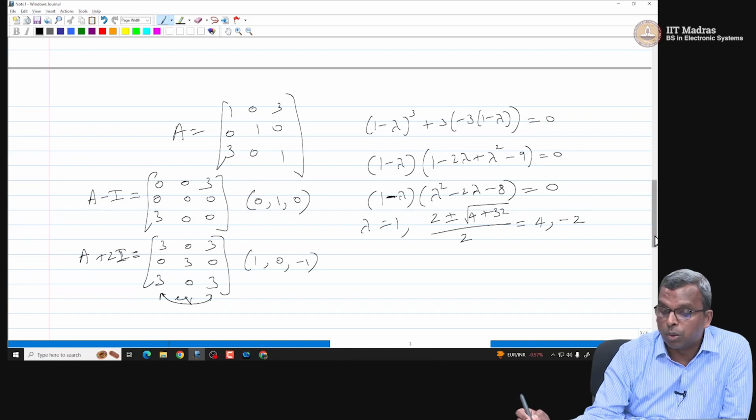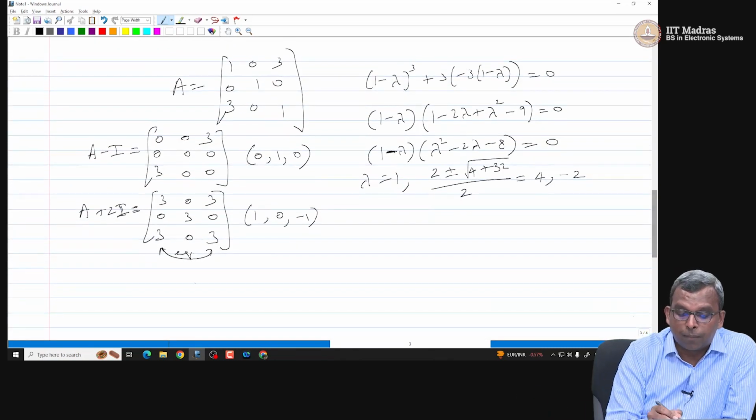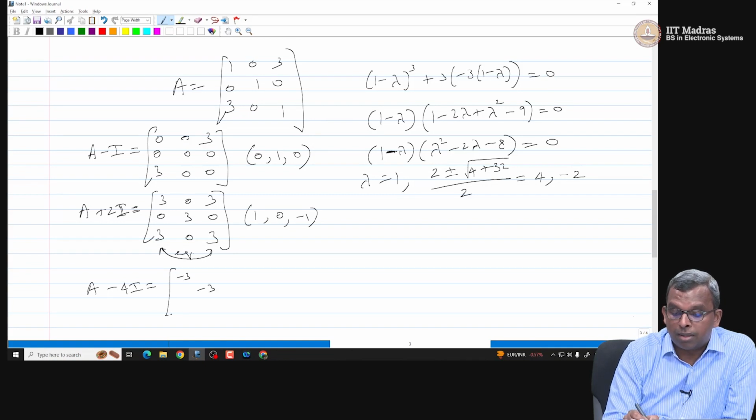So, it just becomes 0. These are just quick shortcuts that will simplify your work sometimes. Okay, A minus 4i is going to be minus 4i. So, it is all minus 3, minus 3, minus 3. It is easy because on the diagonal nothing else changes, 3, 3.